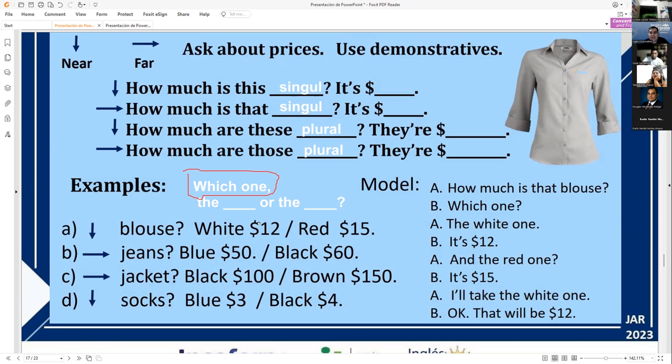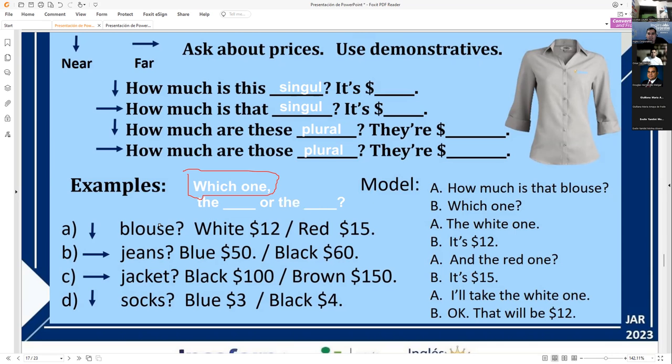No decimos which blouse porque ya preguntó blouse. How much is that blouse? Entonces, okay, por eso ya no dice which blouse, sino que which one. One sustituye a blouse. O sea, un pronombre se usa cuando ya se mencionó el nombre, ¿verdad? Entonces, en este caso, como ya mencionamos el nombre, no es necesario mencionarlo de nuevo. Entonces, usamos el pronombre. Entonces, por eso es que dice, which one? Okay?